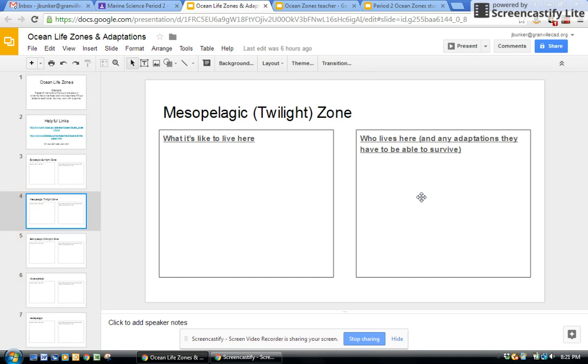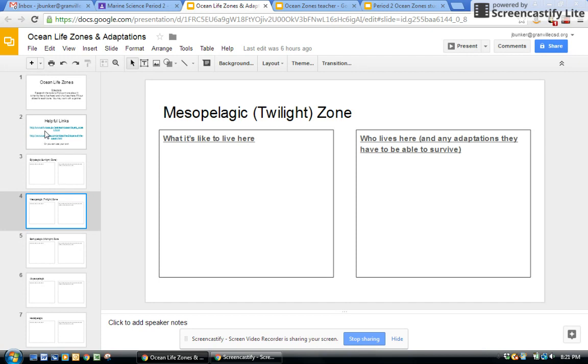Of who lives here. If there are any special adaptations, you can jot them down as well. But we want to just put together a list of some common organisms we would find in the different zones. And we'll talk a little bit about why they're found there, how they're able to survive, and then, of course, the rest of the year we'll be focusing on these different organisms.